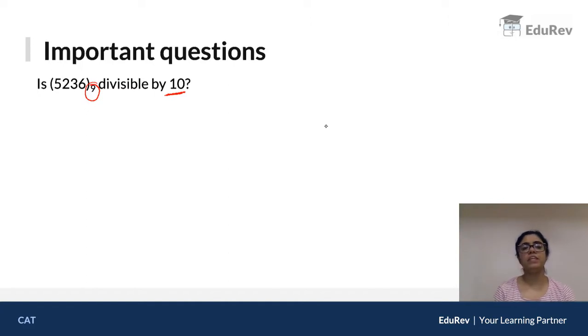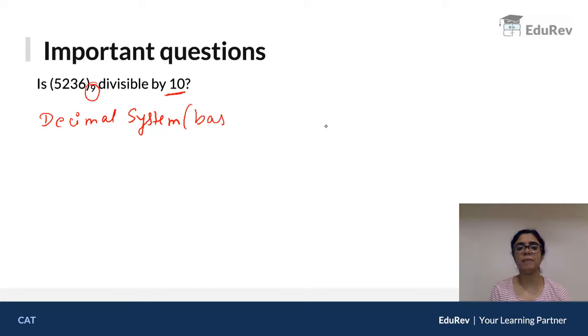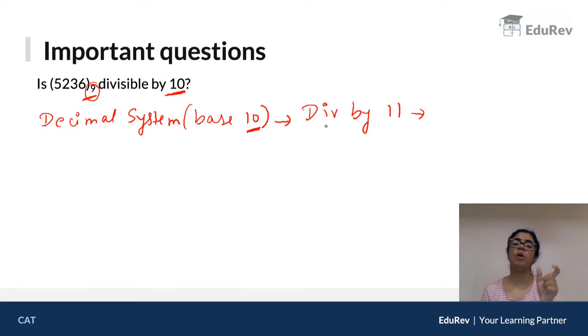Before that, suppose this was a base 10 system, a decimal system. In the decimal system your base is 10. Here the base is 9, and divisibility we are checking by 10. If I ask you when is a number divisible by 11? A number is divisible by 11 when we form the alternate pairs, we subtract them, and if the subtraction is divisible by 11, the entire number is divisible by 11.